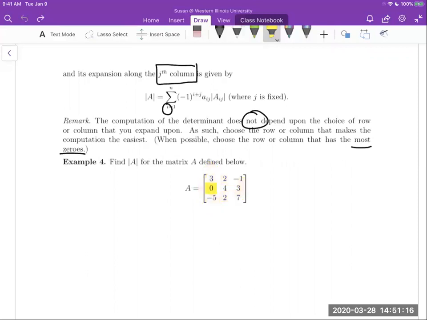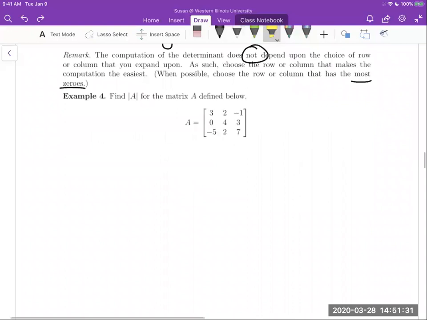And so what I'd like to do is compute it in both ways. We'll finish off this example doing two different methods, and we'll see that we actually get the same value out. So to begin, let's go ahead and expand along the first column.